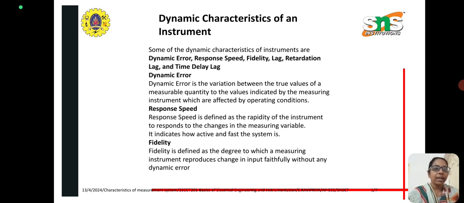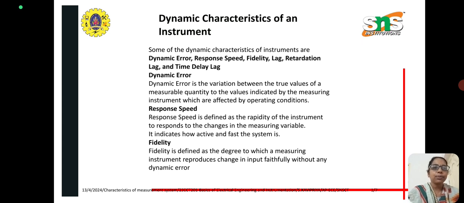And next is the dynamic characteristics of instruments. Some of our dynamic characteristics of instruments are dynamic error, response speed, fidelity, lag, retardation lag, time delay lag. So the dynamic characteristics are used when the instrument input varies with time. Dynamic error is the variation between the true value of the measurable quantity and the value indicated by the measuring instrument, which is not affected by the operating condition.